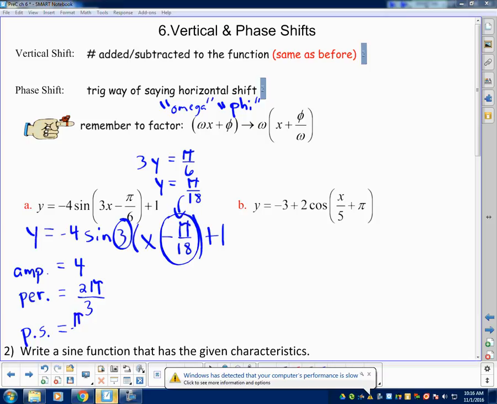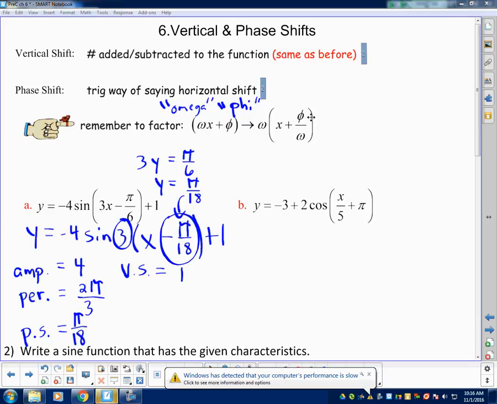So I'm shifting positive pi over 18 units to the right. And the vertical shift is equal to 1. And so we're just identifying each of those key points of our graph. We're not going to graph it yet. We're just stating the amplitude, period, phase shift, and vertical shift. So we'll do that for the next one as well here.